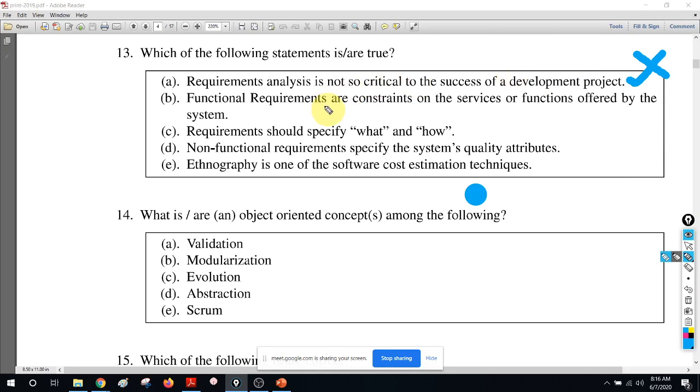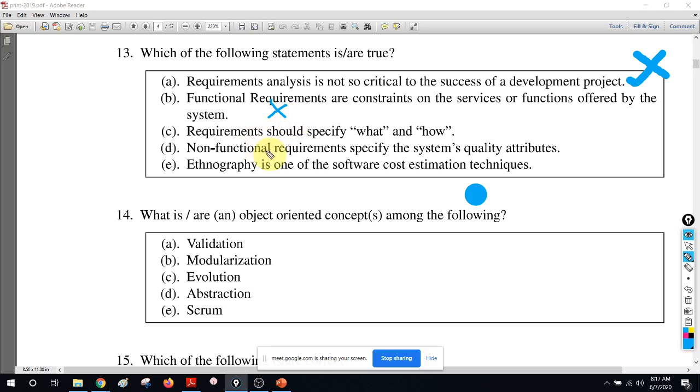B. Functional requirements are constraints on the services or functions offered by the system. No, that is not functional requirements, that is non-functional requirements, right? This is the definition of the non-functional requirements. So that is wrong.